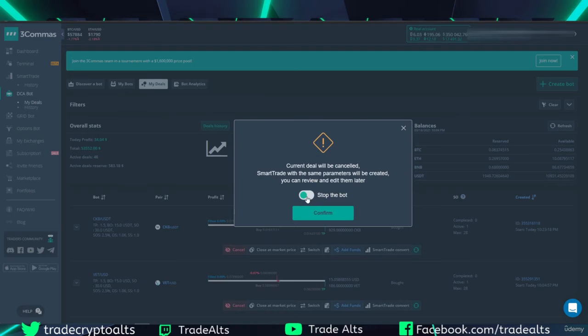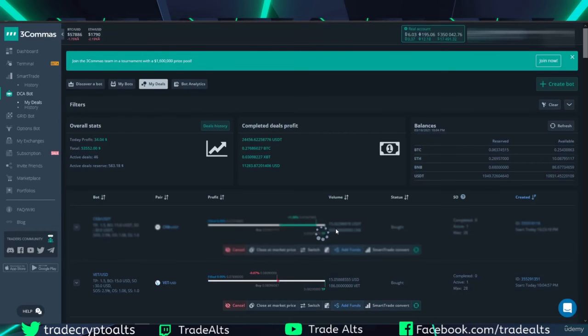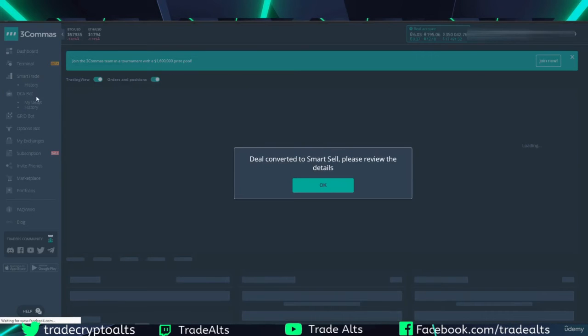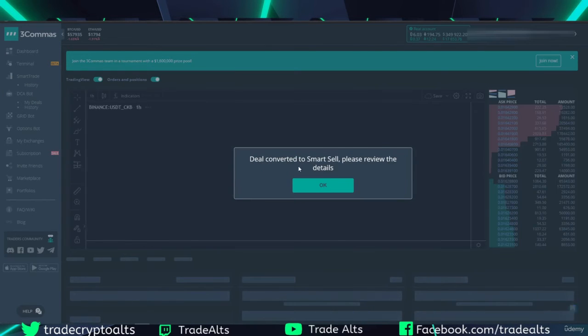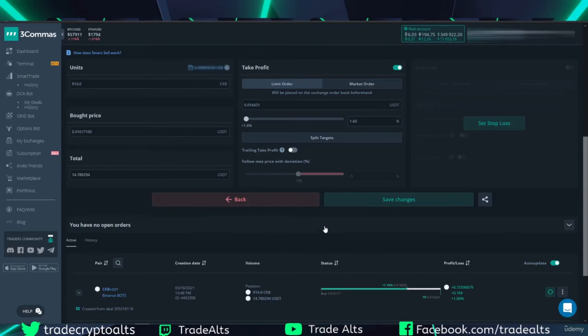But if I wanted to stop the bot, no more deals, I just want to get rid of this deal, get it over with, and I want the bot to stop, you would check this box. But I'm not going to do that. So you hit confirm. Now it's going to take you over to the Smart Trade tab automatically. The deal got converted to a smart sell. Please review the details. So you click OK, and it automatically populates for you.